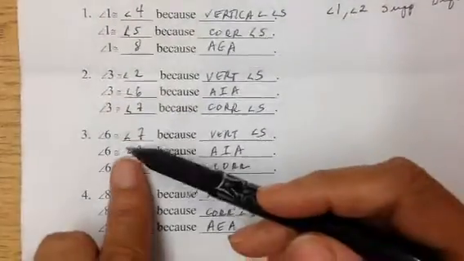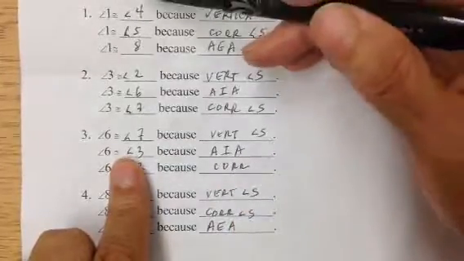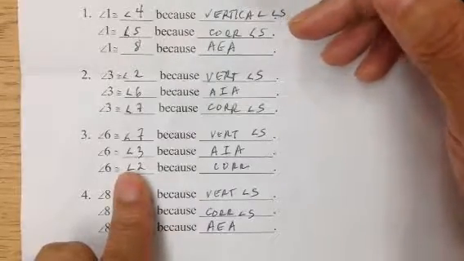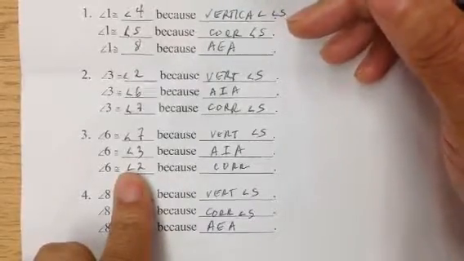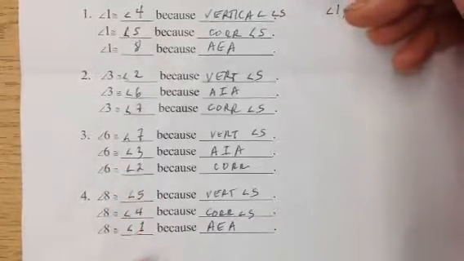Let me bring this up some. I'm going to go back over here. Angle 6 and angle 7, I'll go back to number 3. 6 and 7 are vertical angles. We have angle 6 and angle 3 are alternate interior angles. And then we have angle 6 and angle 2 are corresponding angles.